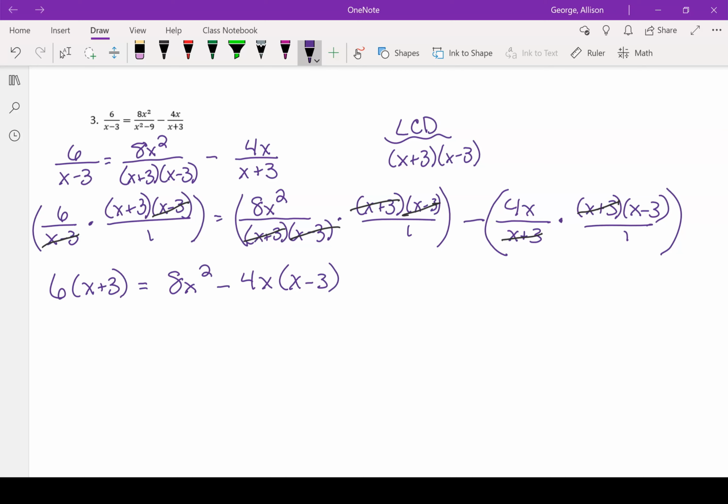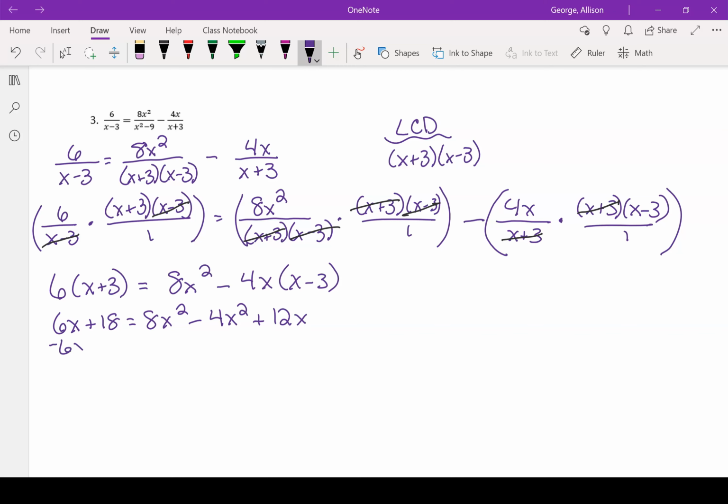Okay, so here's where we are. We have some distributing to do, and we do see a quadratic, so we are probably going to have to factor or use the quadratic formula, but we'll see. First off, this is going to be 6x plus 18. Over here, that 8x squared is just going to hang out. And then distributing, one thing I want you to remember, we're distributing negative 4x, so that negative has to go with it. So we're going to have negative 4x squared plus 12x.